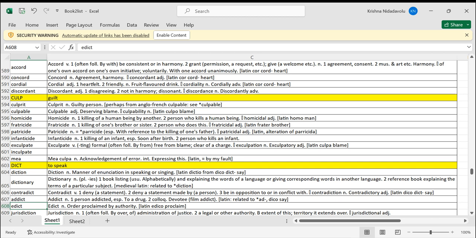Okay, that is diction. Then edict, E-D-I-C-T. Edict is the official announcement that has the force of a law. It's an order or a commandment. Official saying, officially speaking.